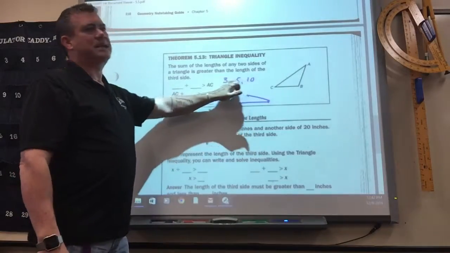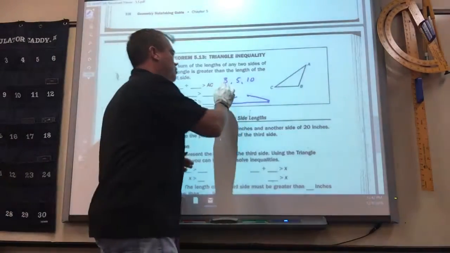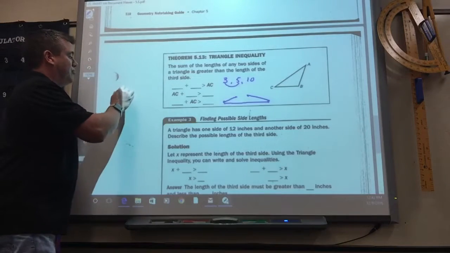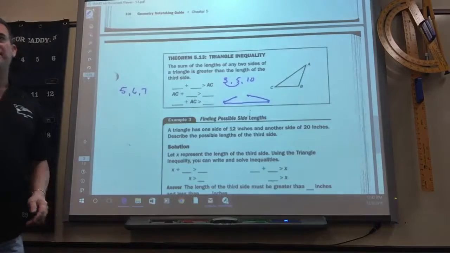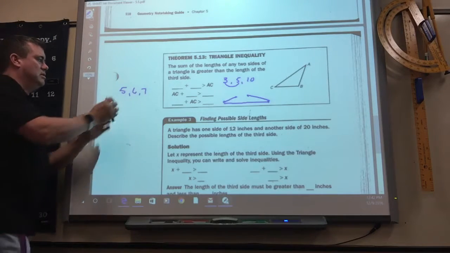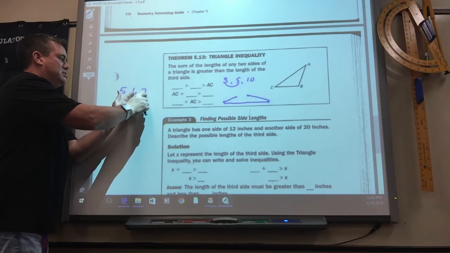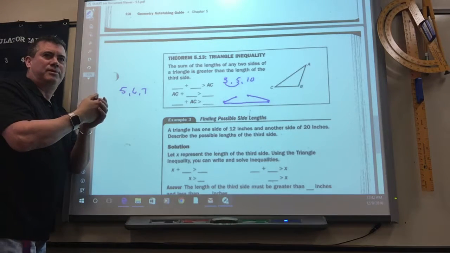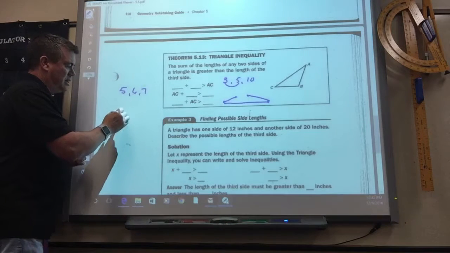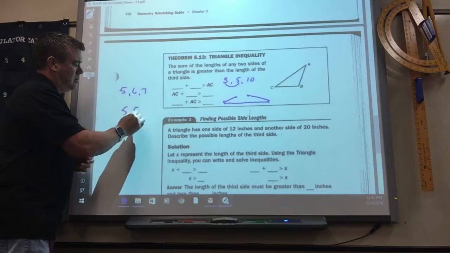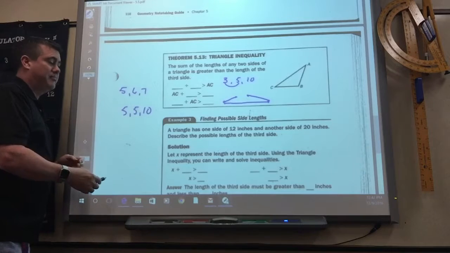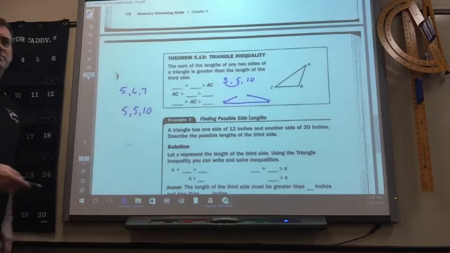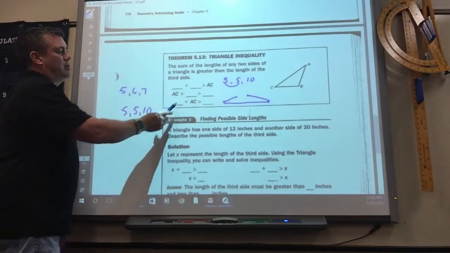So these 3 measures can't form a triangle because 3 plus 5 is not greater than 10. So in any triangle, any two sides got to add up to more than the third. 5 and 6 is more than 7. 6 and 7 is more than 5. 5 and 7 is more than 6. Okay? They do try to trick you sometimes. They'll go like this. 5, 5, and 10. No, 5 and 5 equals 10. So that wouldn't form a triangle. Because it's got to be greater than.